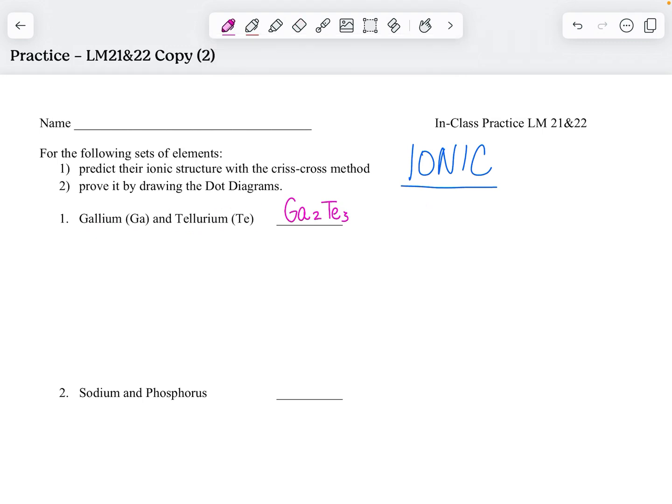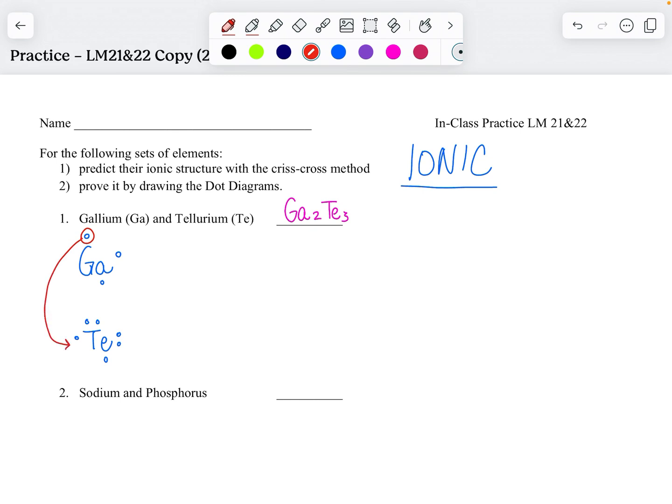So to start the dot method, we need to draw each element's Lewis structure. And a Lewis structure shows how many valence electrons it has. This can again be predicted with the periodic table. So gallium, based on its grouping, has 3 valence electrons. And tellurium, based on its group, has 6 valence electrons. So what we're going to do is we are going to ionic bond these elements. That is going to involve metals losing electrons and nonmetals gaining electrons. So gallium, our metal, is going to donate and give electrons to tellurium.